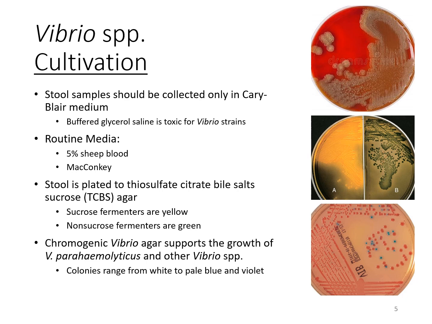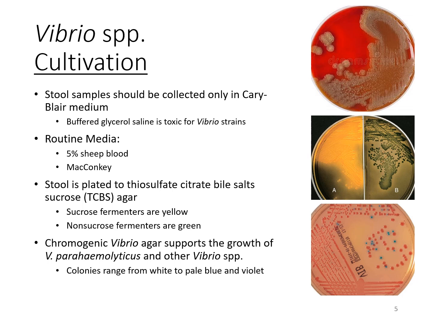Stool is also plated on a TCBS agar, and what this will do is look for the organism's ability to ferment sucrose, which would give it that yellow color, so you see in that second image, as well as the green color would indicate a non-sucrose fermenter. So this can help differentiate the different Vibrio species.